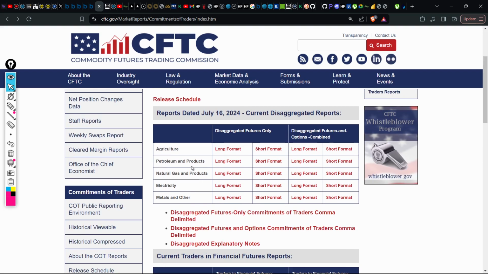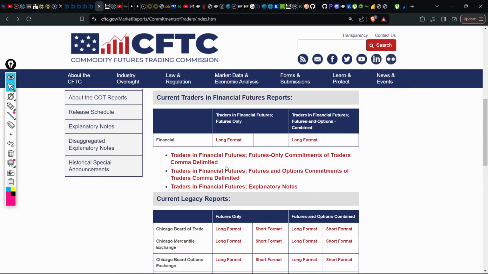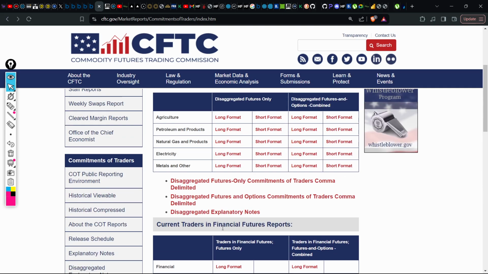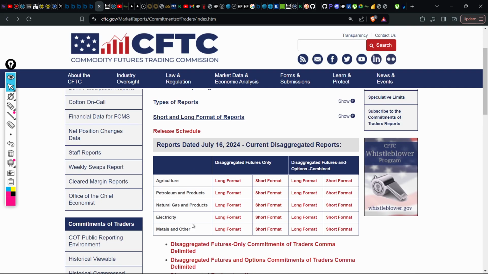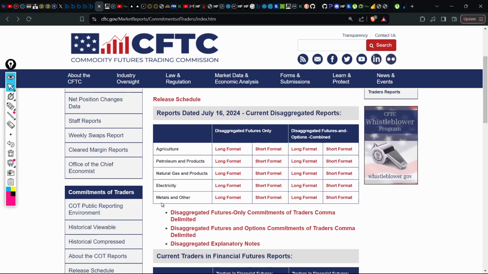As you can see here, the website classifies them really well, because you don't have to scroll. If you are focusing on gold, don't even scroll down, because this is the first thing you'll see when you open this page. Metals and other, disaggregated futures only. Don't go to futures and options combined. Just stick to disaggregated futures only. This is where you'll find gold, under metals and other. Long format or short format? Let's pick short format.